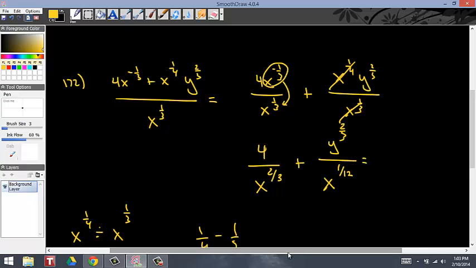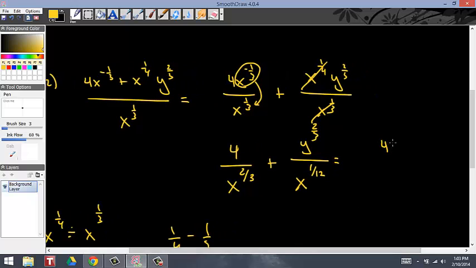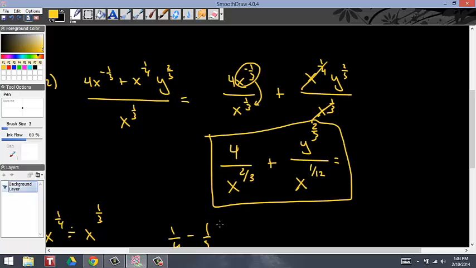So if I clean it all up, I'm going to get 4 plus y to the 2/3 over, oh wow, I would need a common denominator here too. Forget it, too much work. There you go.